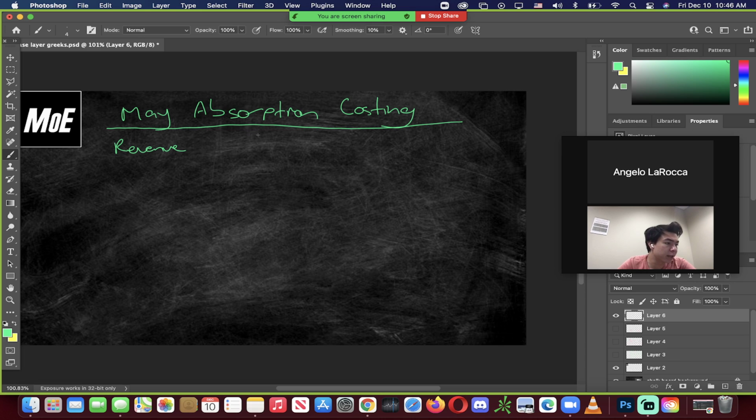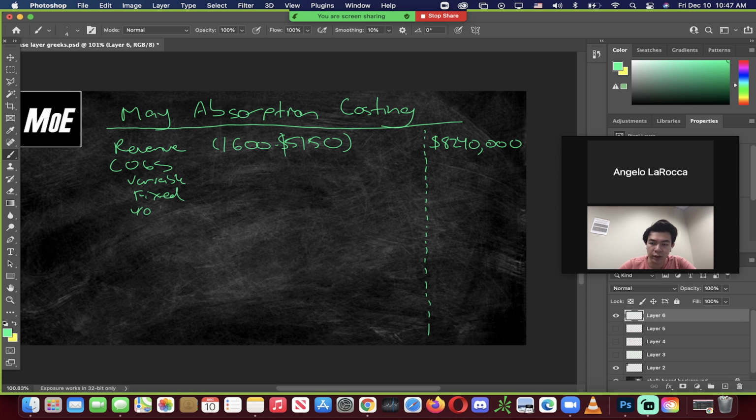So revenue for May is just going to be sales times the selling price per unit. So that's 1,600 times 5,150, right? That's going to be my little dotted row here. Ooh, that was violent. 1,600 times 5,150. Right, and then, like last time, under cost of goods sold we're going to have variable and fixed, and then U/O, under/over allocation. The variable cost here is 1,800. So 1,600, the units sold, times 1,800.